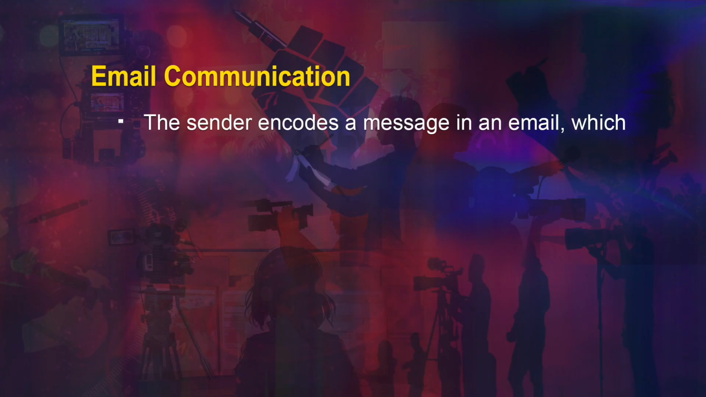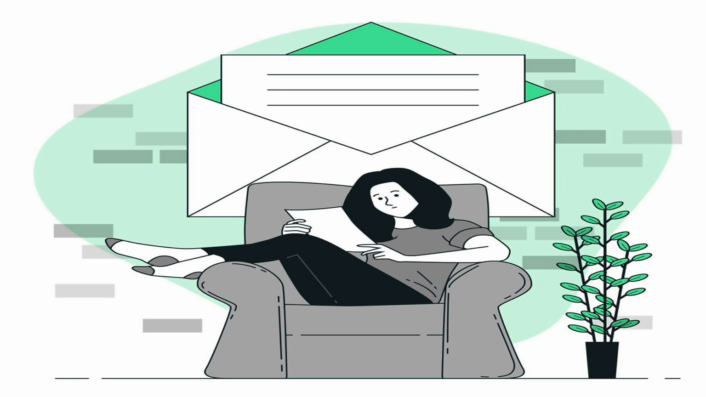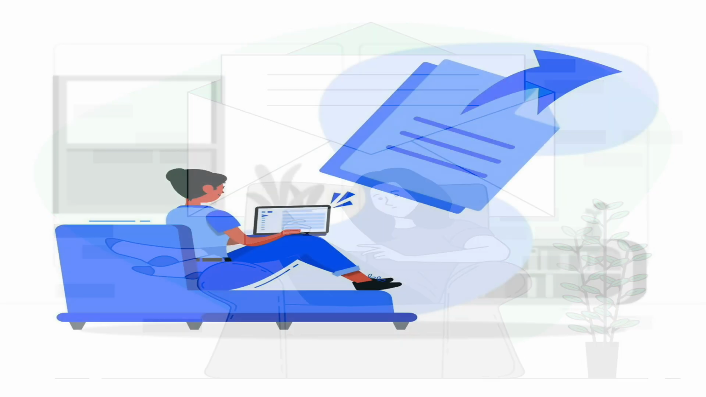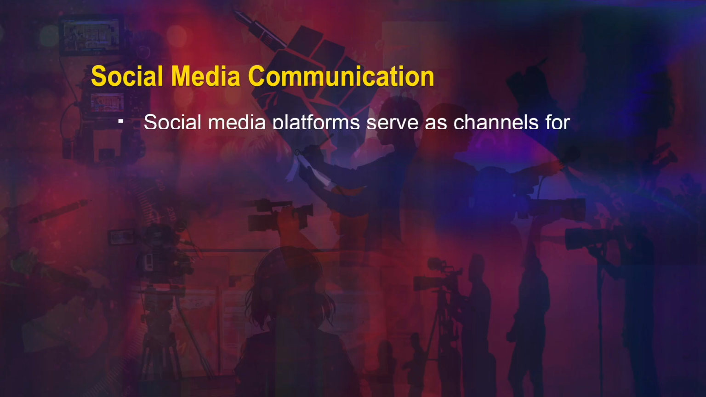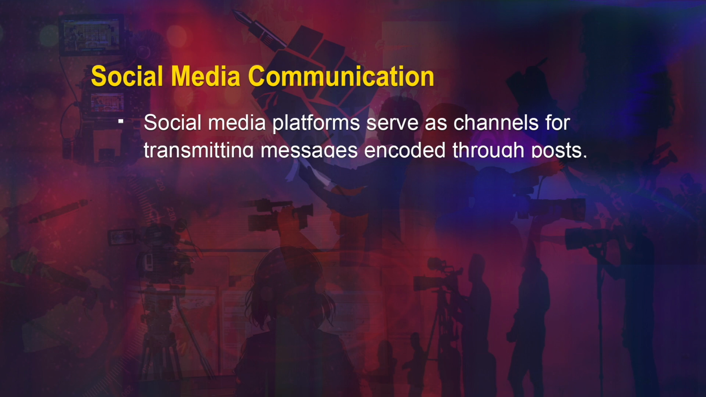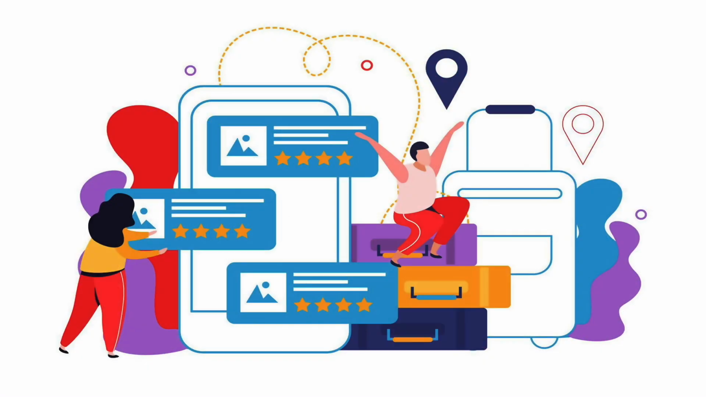Email communication. The sender encodes a message in an email which is transmitted through the internet to the recipient. The recipient decodes the message and the feedback can be in the form of a reply, forward or other responses. Social media communication. Social media platforms serve as channels for transmitting messages encoded through posts, tweets or multimedia content. Feedback is obtained through likes, comments, shares and other engagement metrics.